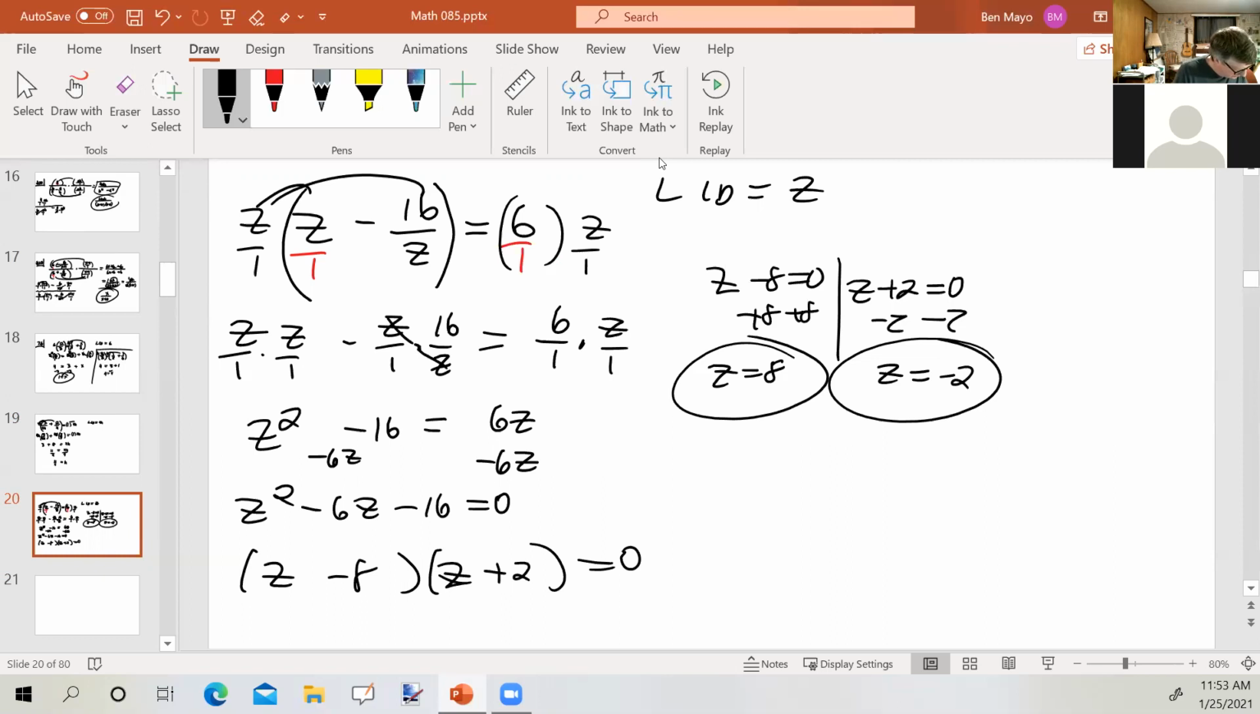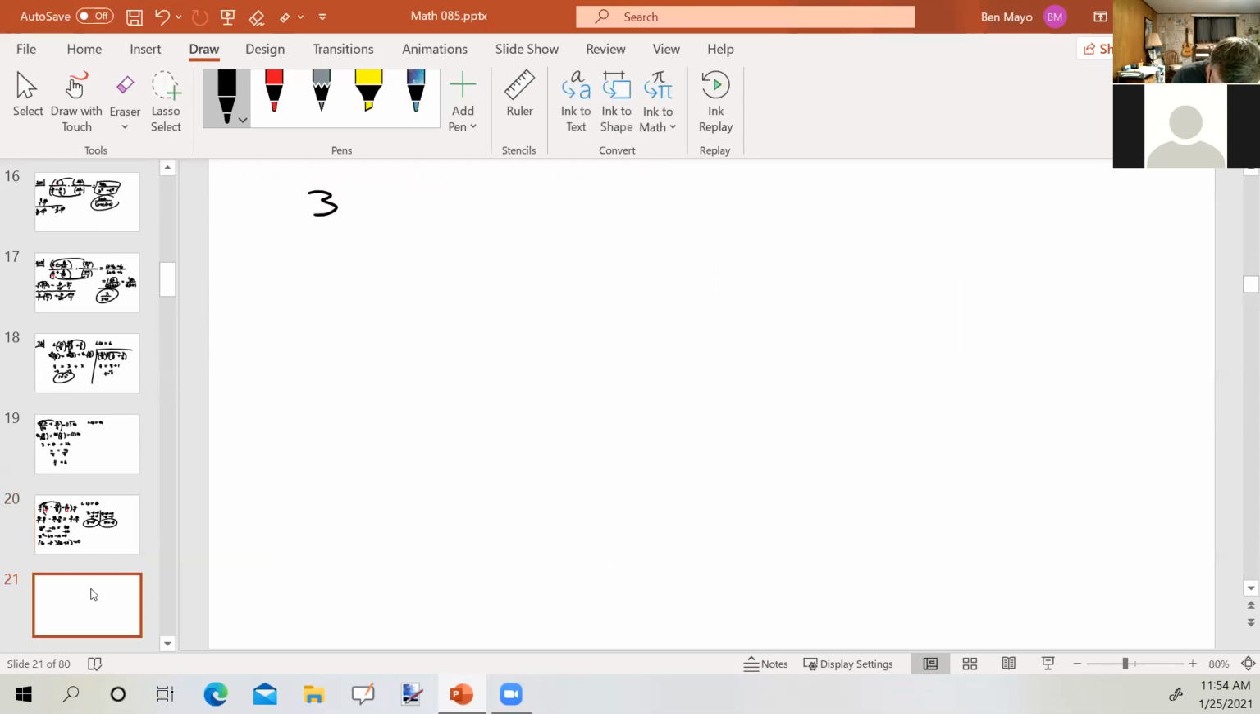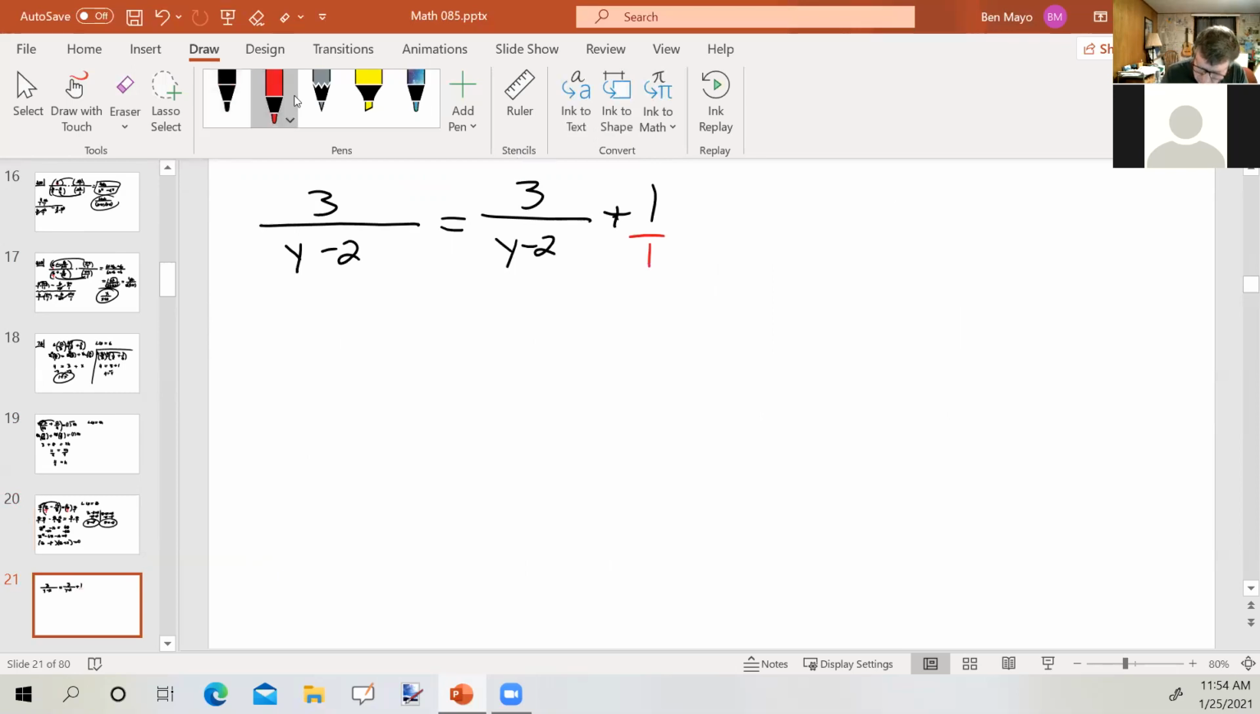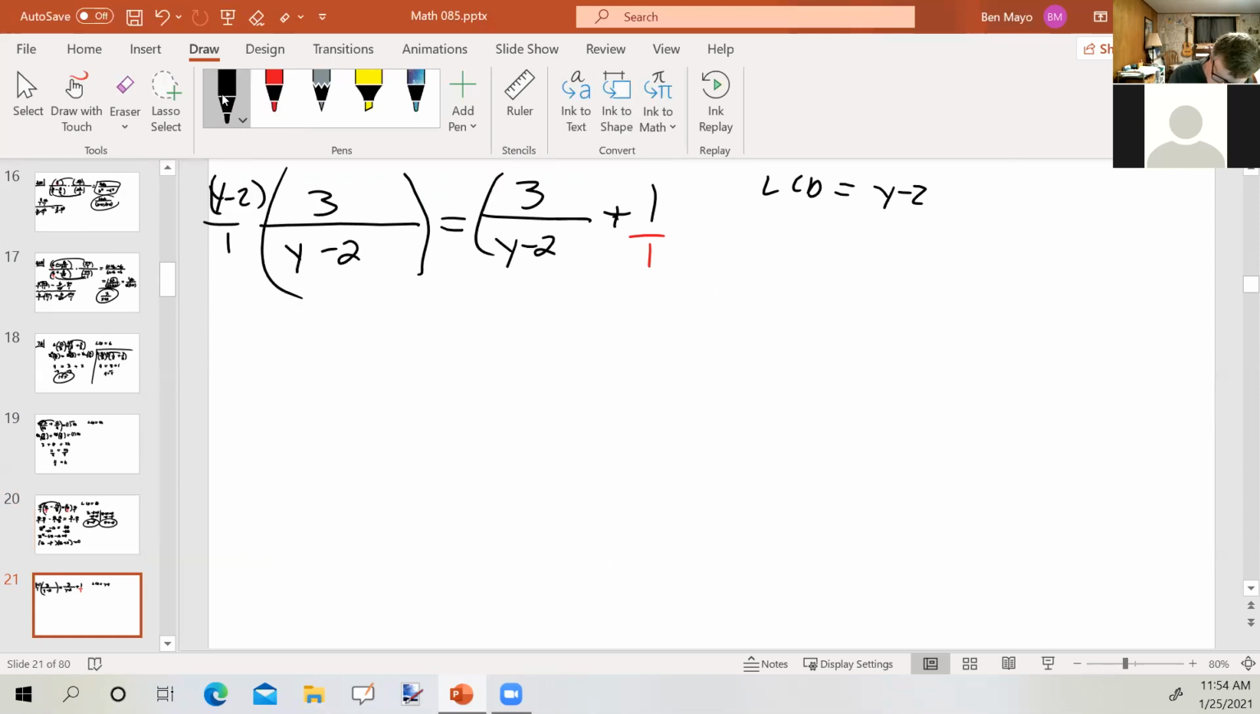Let's take a look at this equation. 3 over y minus 2 equals 3 over y minus 2 plus 1. Okay? There's an implied 1 in the denominator below the 1 on top. So my denominators are y minus 2, and 1. So my least common denominator would just be y minus 2. Okay? So on the left side, I'm going to multiply by y minus 2. And on the right side, I'm going to multiply by y minus 2.